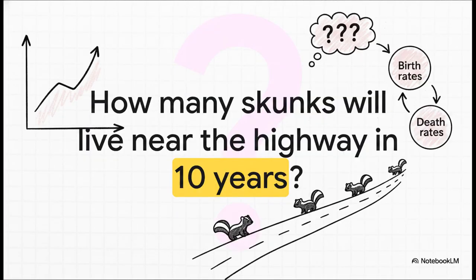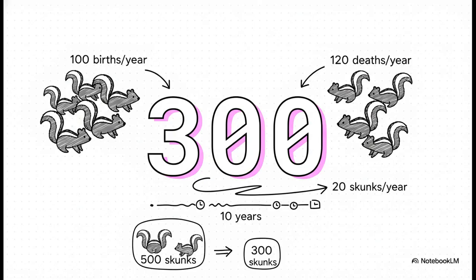And once we have this simple structure, this is where the magic happens. We can start asking questions about the future. So, given these rates, what do you think? Where is this population headed? What will it be in 10 years? The answer is 300 skunks.